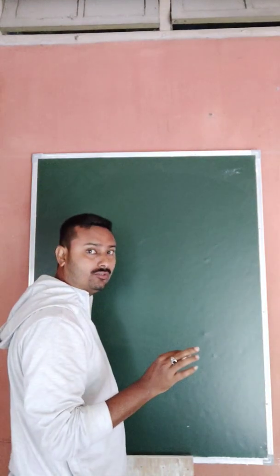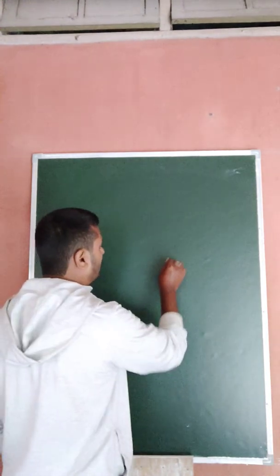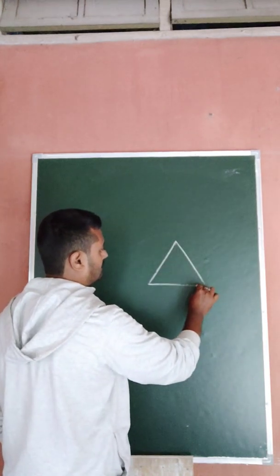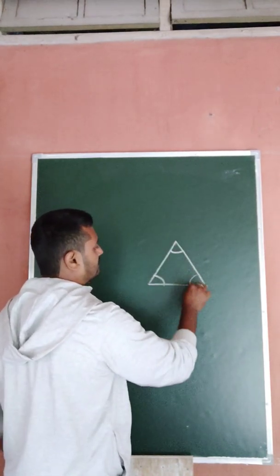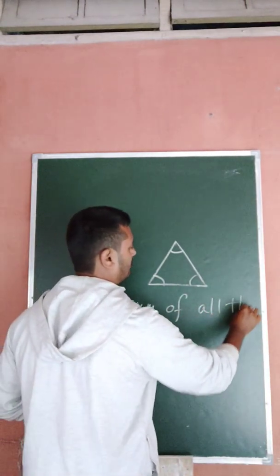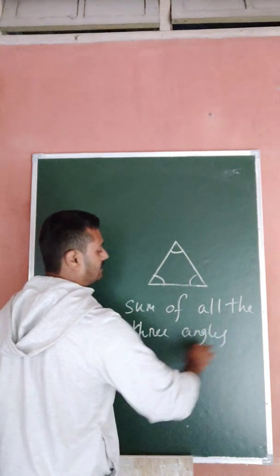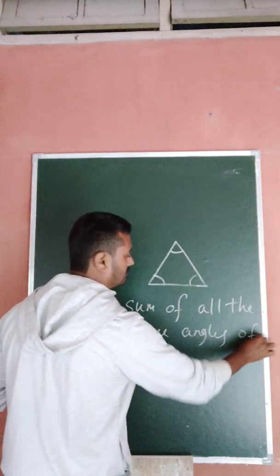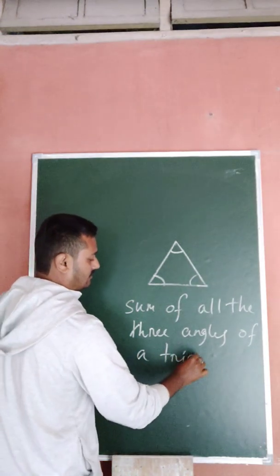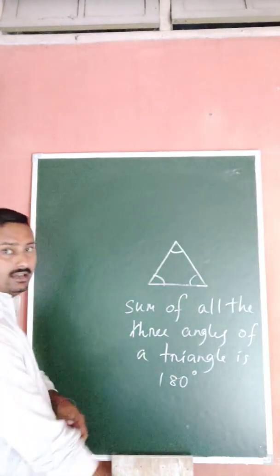Okay, so come to the exercise. Before starting the exercise, I think I'm again going to say something. All of you, I think, learned in class 4 or class 5 that suppose there is a triangle. Sum of all the three angles, meaning interior angles, of a triangle is 180 degrees. Okay, I think all of you learned this.